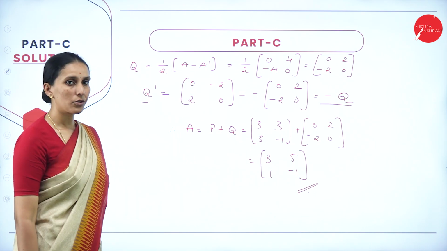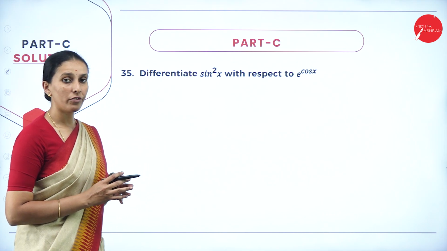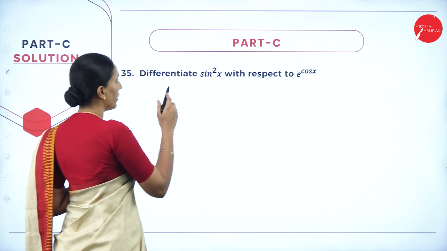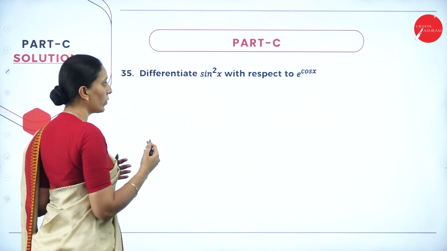Hence, we proved. Next question. Differentiate sine square x with respect to e power cos x. A question from parametric form. So, we need to differentiate these two functions. Both are in the variable x. So, let's take two different variables.